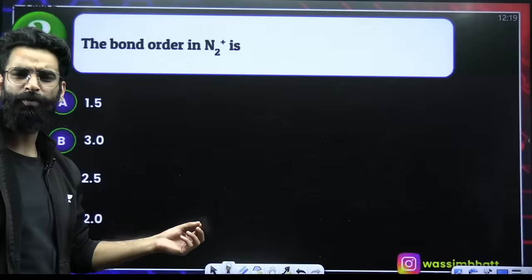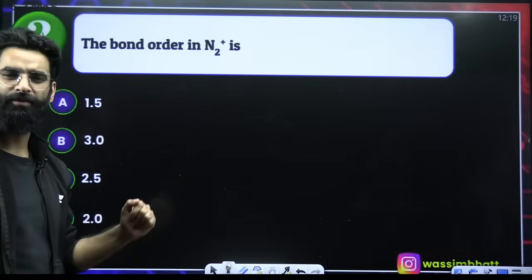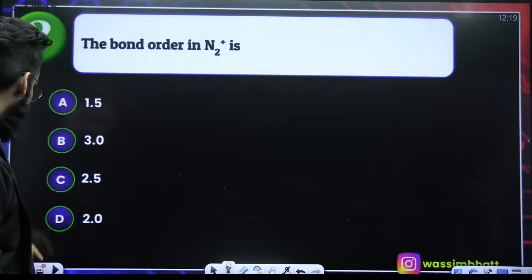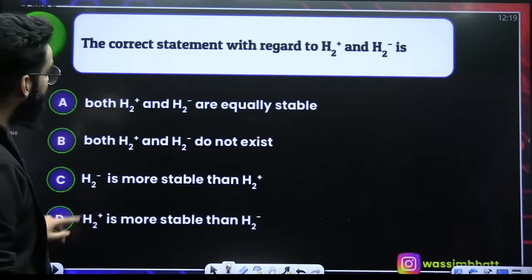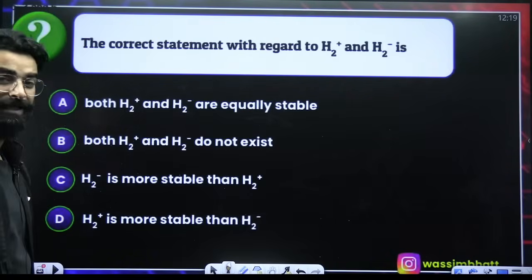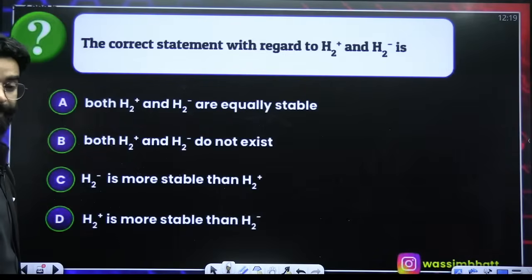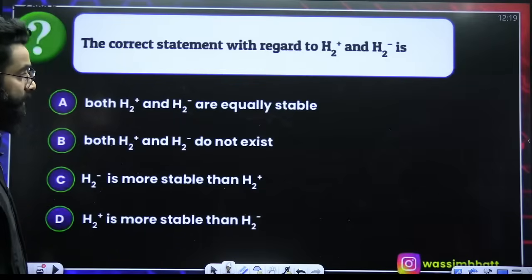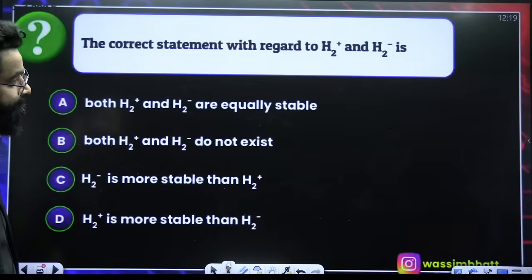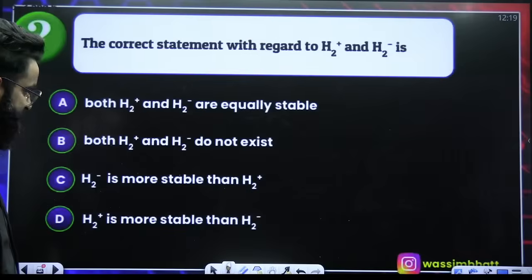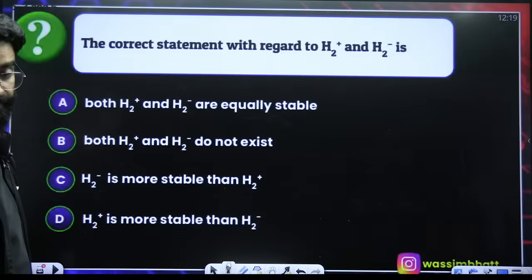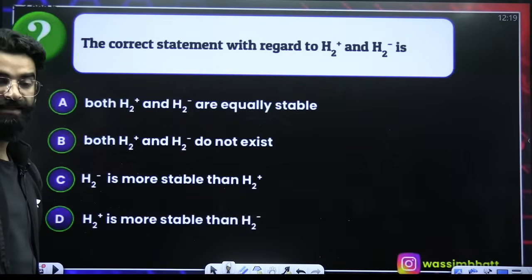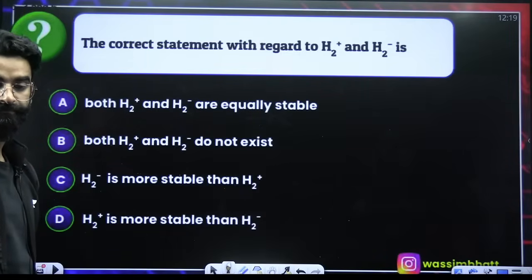The bond order of N2 positive. N2 positive is a 13 electron species. Its bond order has to be 2.5, right? H2 positive and H2 negative. Quick, guys. Which one is more stable? What do you need to do? You need to write the molecular orbital configuration.